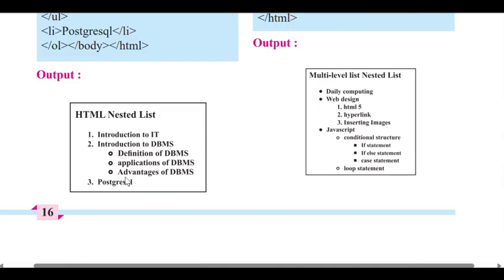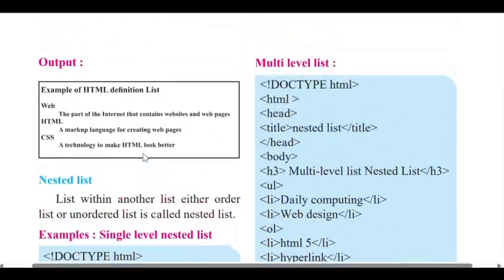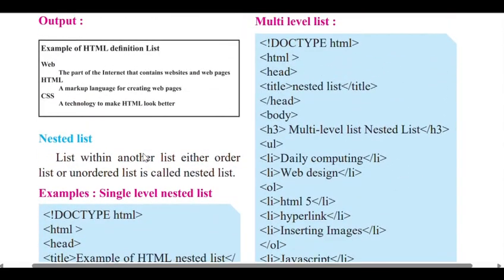You can see the output will be like this. This is called the nested list. A list inside another list is called a nested list. These have all come in numbers, but for this we have used UL, that's why these have come in circles. This is called a nested list.